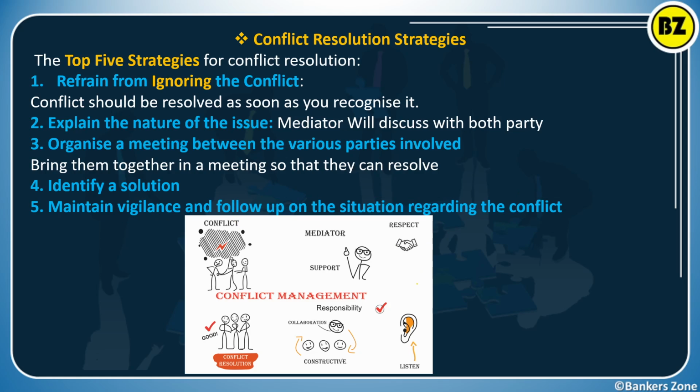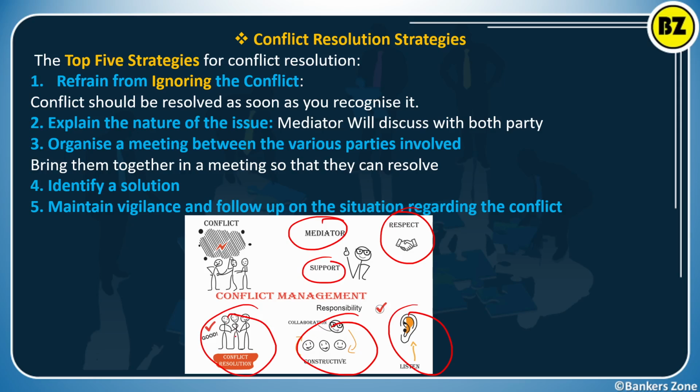Okay, so through the graphical or pictorial form, you have to understand: if there is conflict among the people, then you should act as a mediator to give support. You should respect the people. That means you have to understand the people and explain the nature of the issue. Next, you have to listen to the people. You should be constructive, and you have to resolve the conflict. Identify the solution. So in this way you have to manage the conflict.